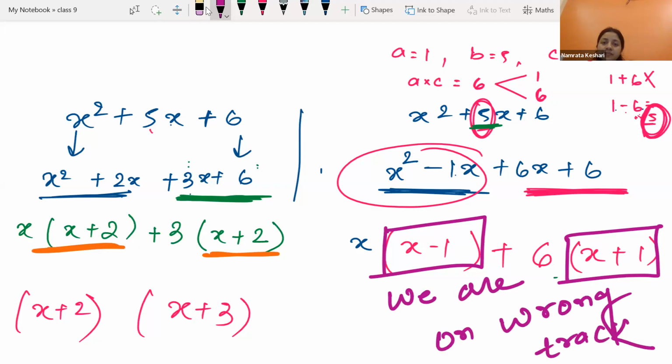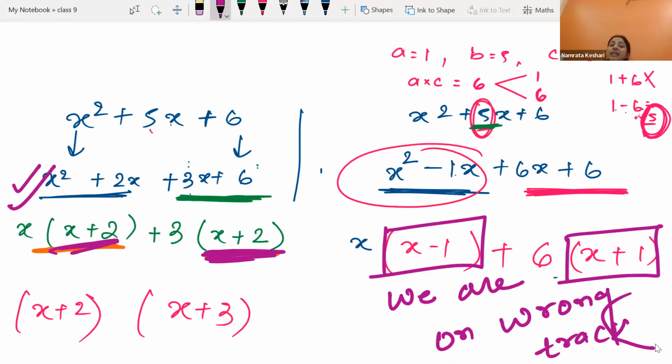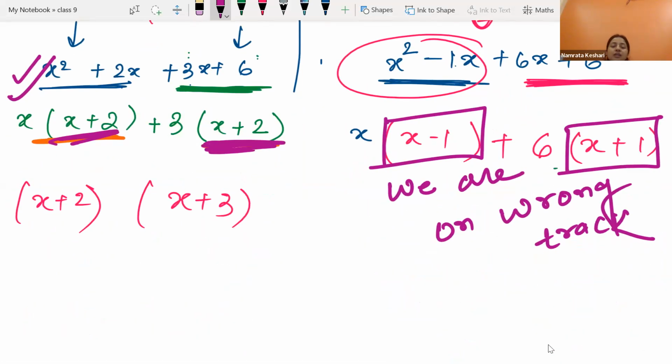Yes, ma'am. This was the correct way. 3 and 2 we have taken, and we ended up getting exactly same two brackets. When you do not get exactly same, that means you have not made any mistake, you have just chosen the wrong possibility. There is another possibility which will help you do the factorization. This possibility, 1 and 6, is not working. So sometimes you will encounter such a situation. You just have to make sure that both the brackets in the second last step are the same. Is it crystal clear so far to everyone?